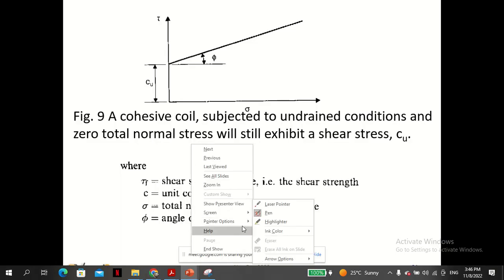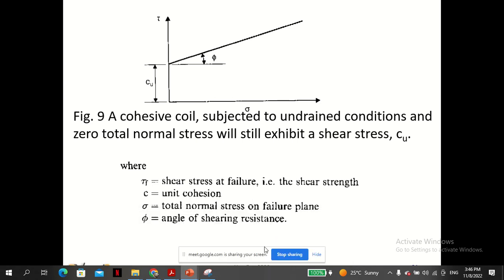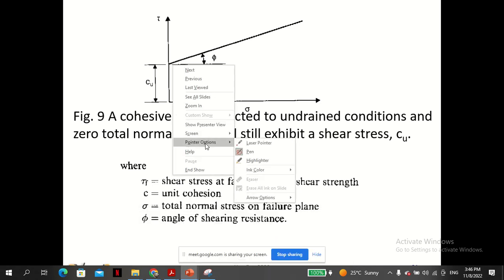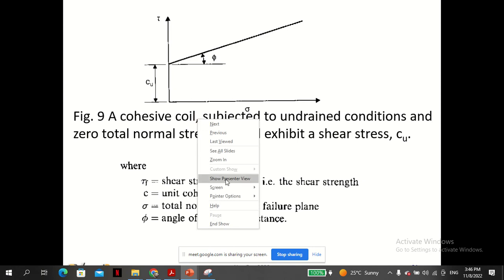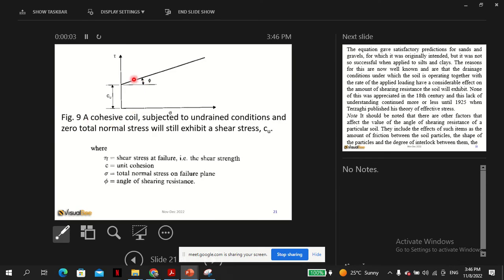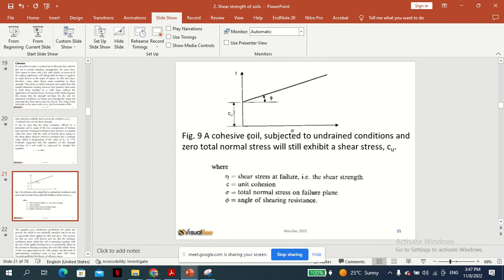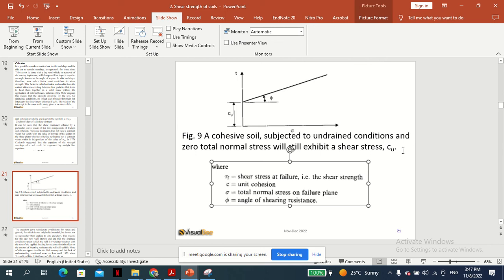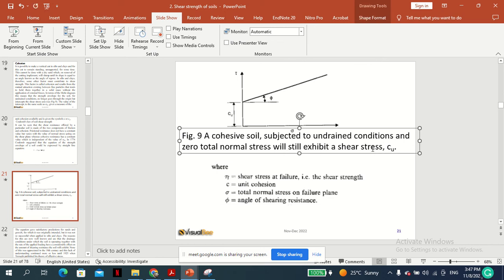So please, if you have any question, you can interrupt. Yeah, so for the cohesive soil, you can see the difference. The C is a cohesive soil. Something is not right here. Cohesive soil subjected to undrained conditions and zero normal stress will exhibit Cu.